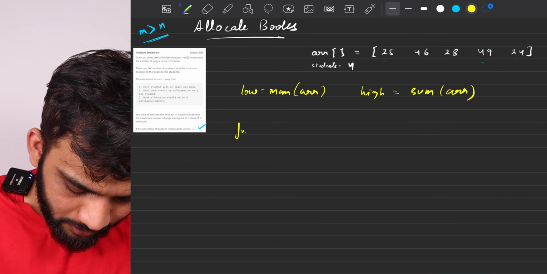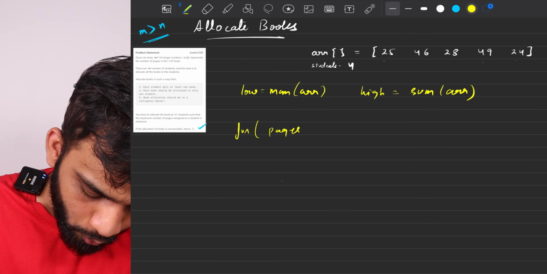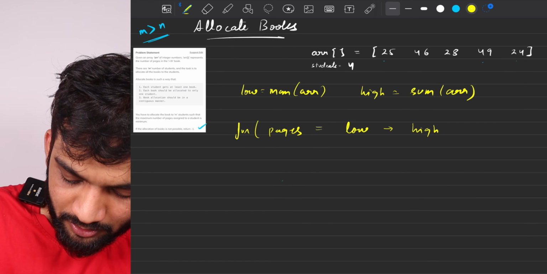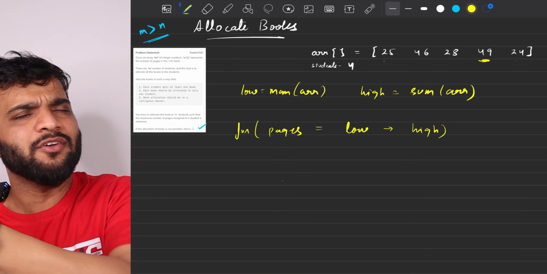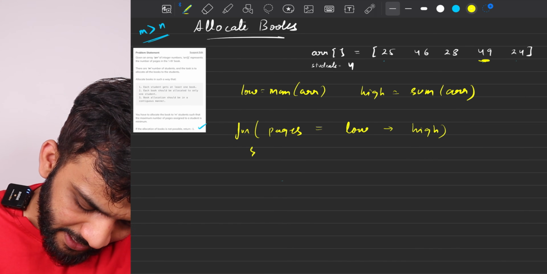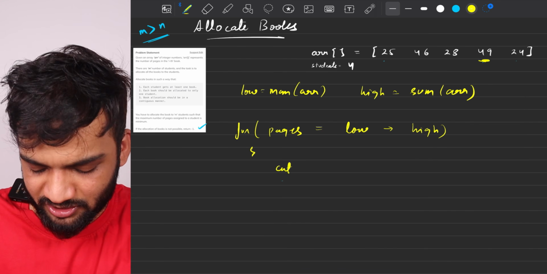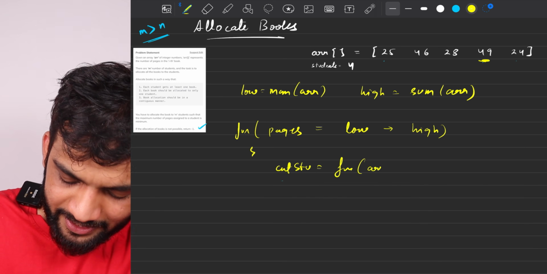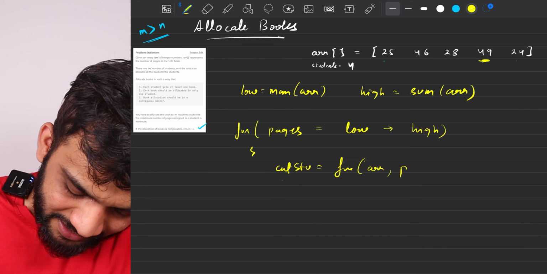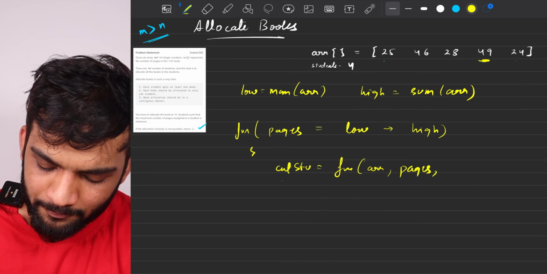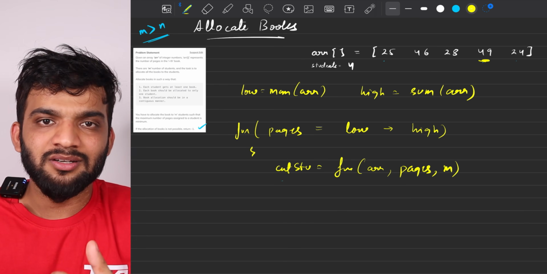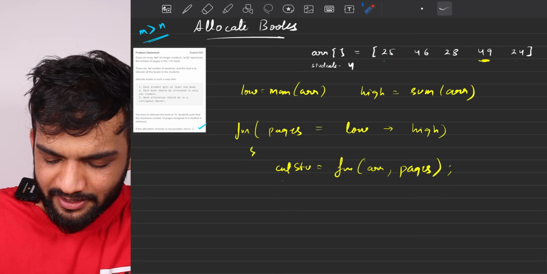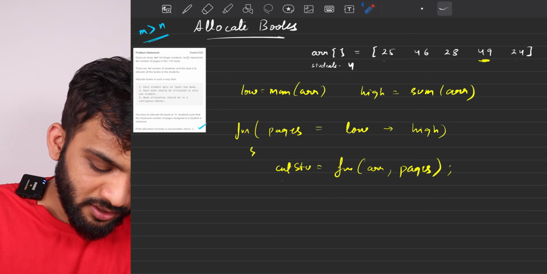And the maximum pages allowed will be from low to high, because first I'll start with 49 in this case, and then 50, 51, right? And can I say I'll write a function which counts the number of students? I'll pass on the array which contains the pages. I'll say that this is the maximum pages allowed. Now, you don't need to send the number of students here. You can say array and the number of pages.